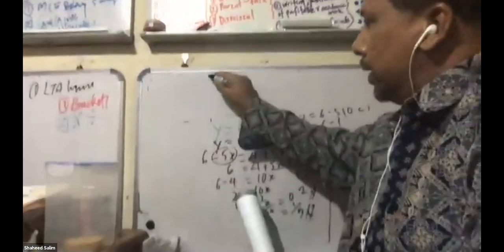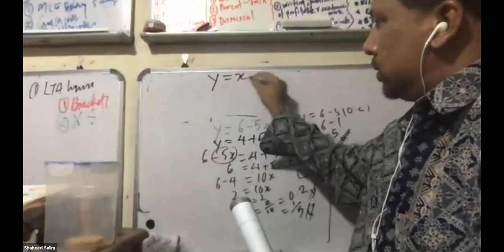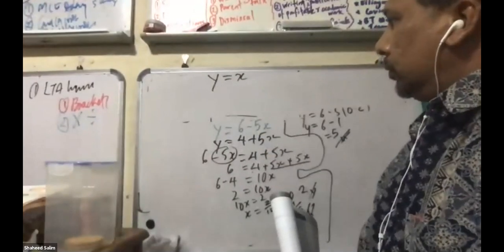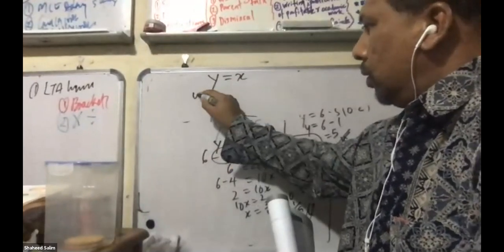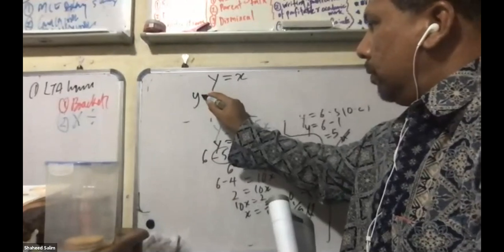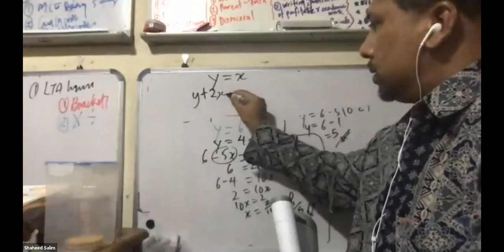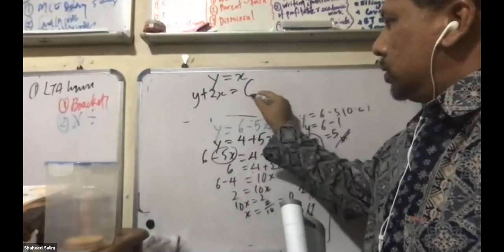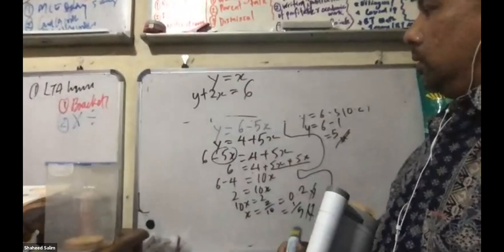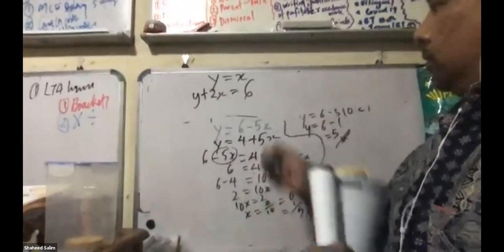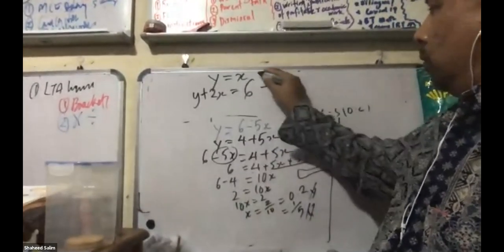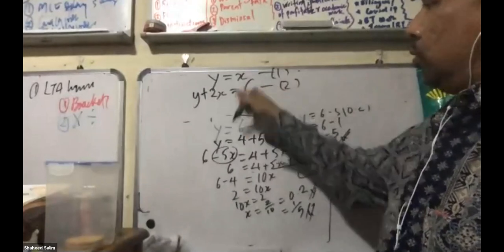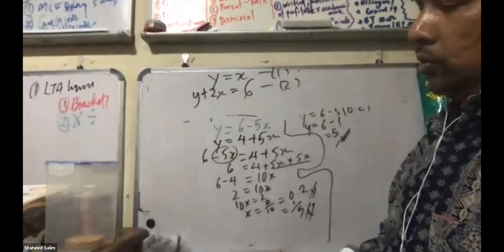I give you an easy one. y equals x, y plus 2x equals 6. Please solve. Equation 1, you don't need to do anything. Just equation 2 you need to do.